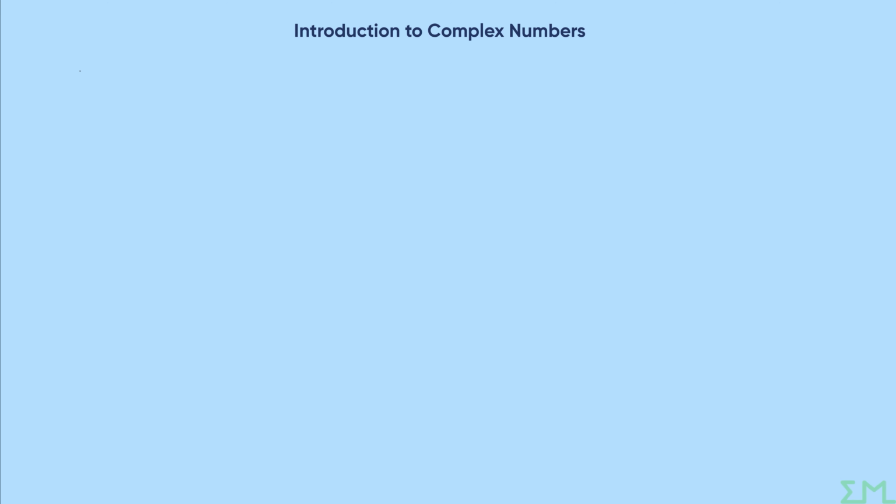Hello, today I'm going to give you an introduction to complex numbers. Now these are a special type of number that were first introduced by mathematicians a very long time ago, I believe maybe in the 1500s, and the reason they came about is because mathematicians wanted a way to express the solutions to equations like quadratics that didn't appear to have real number solutions.